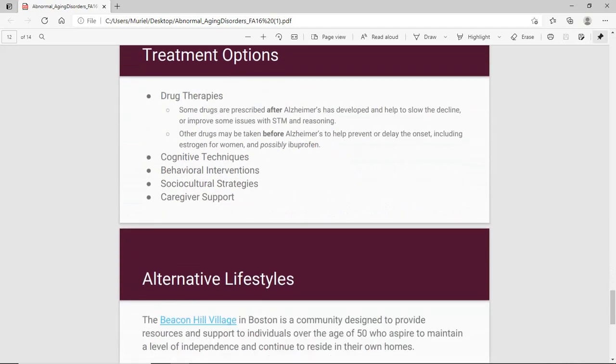So treatment options is drug therapy. Some drugs are prescribed after Alzheimer's has developed and help to slow the decline or improve some issues with STM and reasoning. Other drugs may be taken before Alzheimer's to help prevent or delay the onset, including estrogen for women and possibly ibuprofen. Cognitive techniques, behavioral interventions, socio-cultural strategies, and caregiver support.